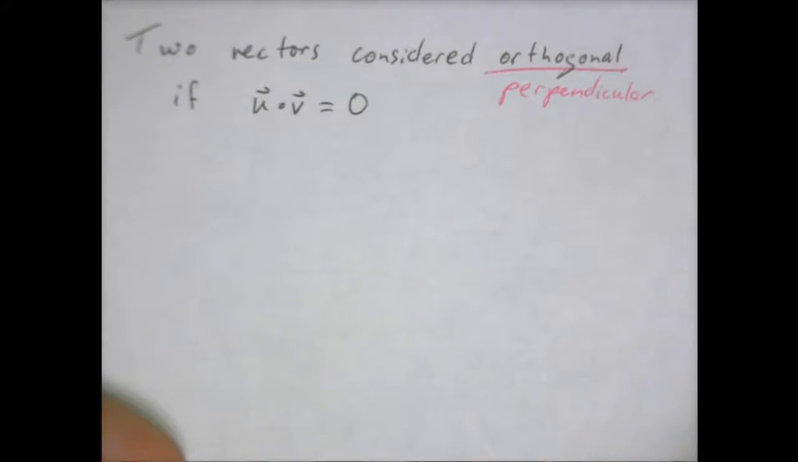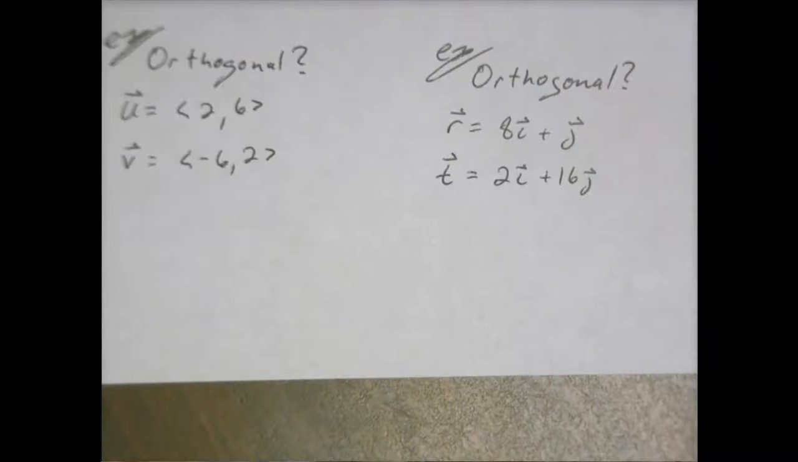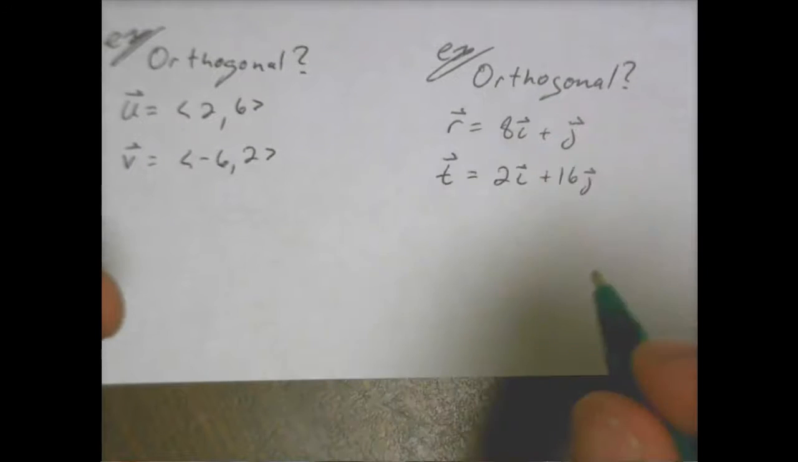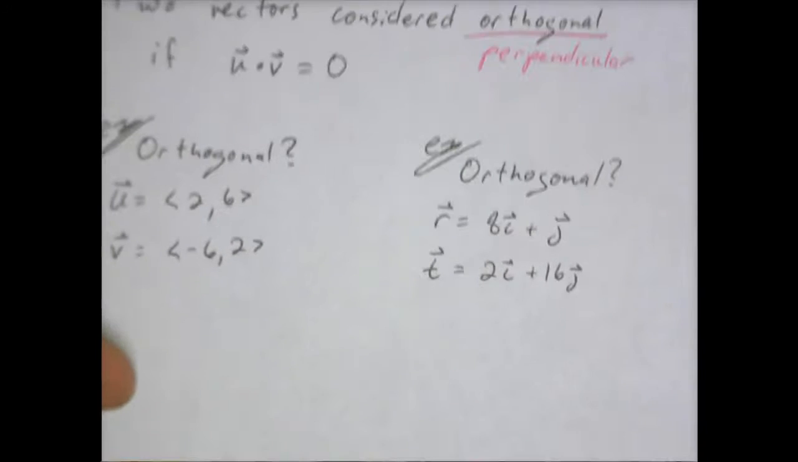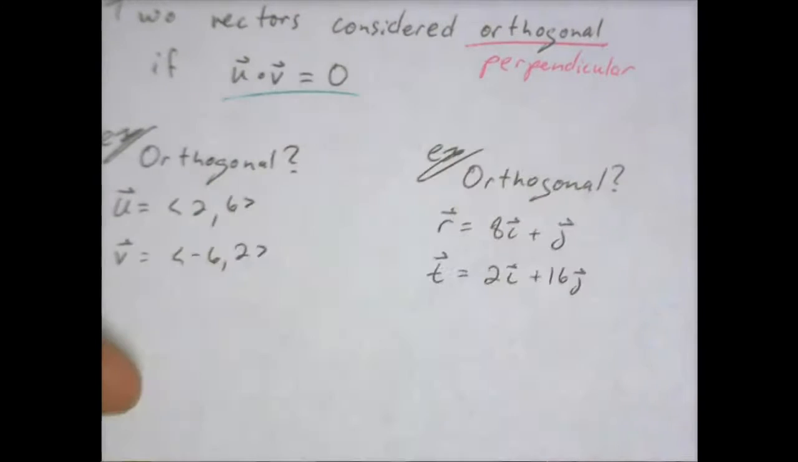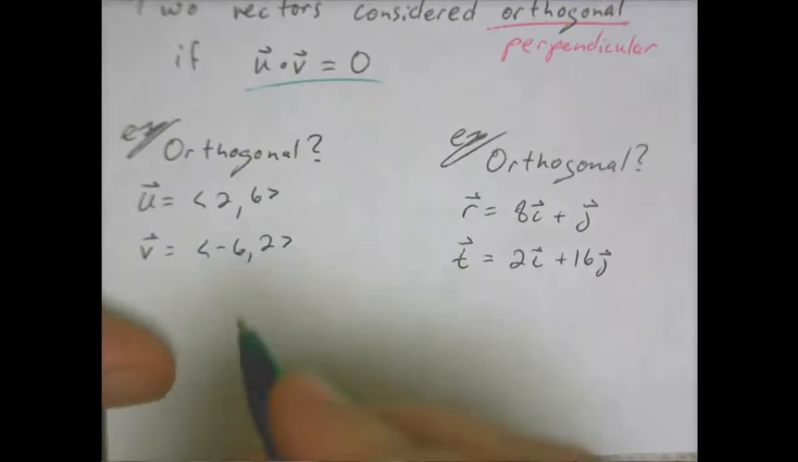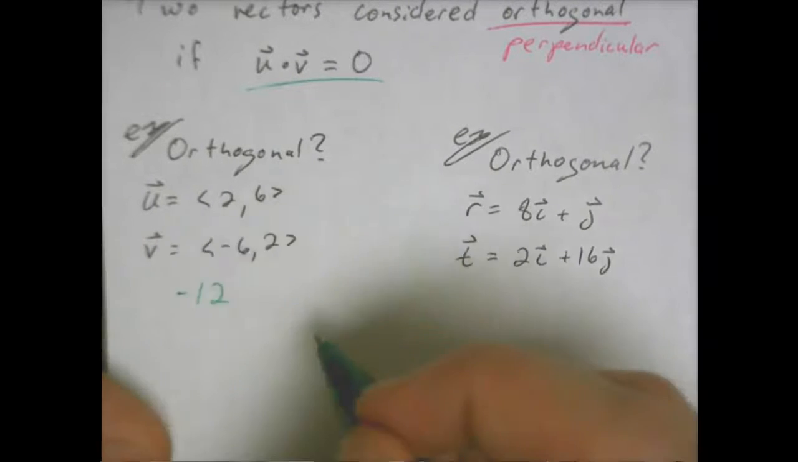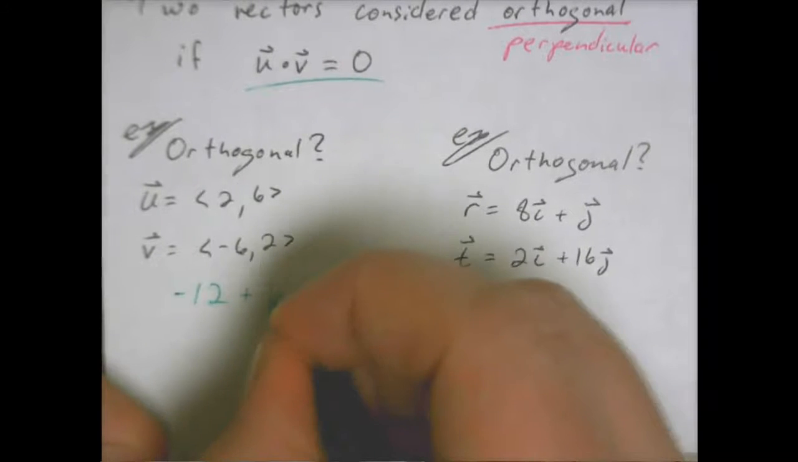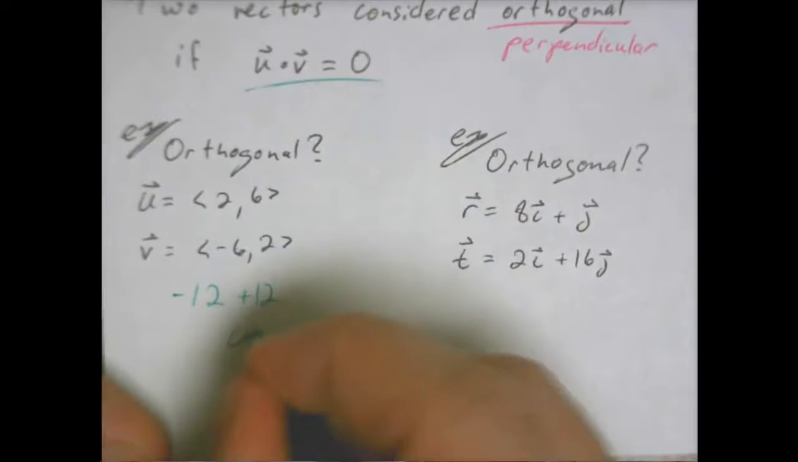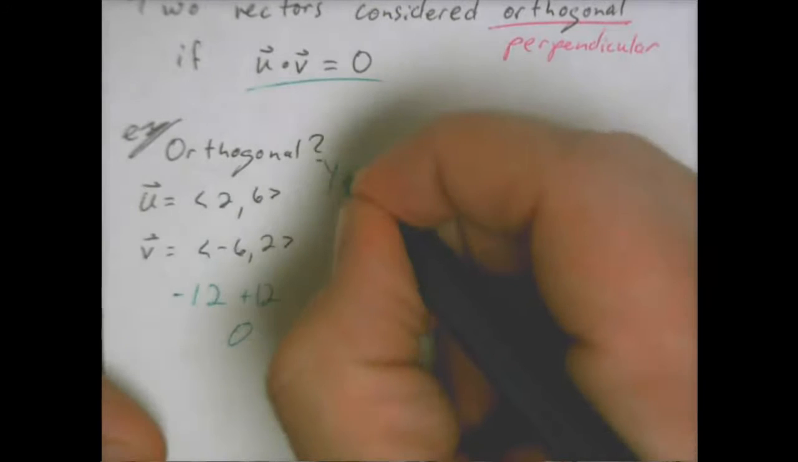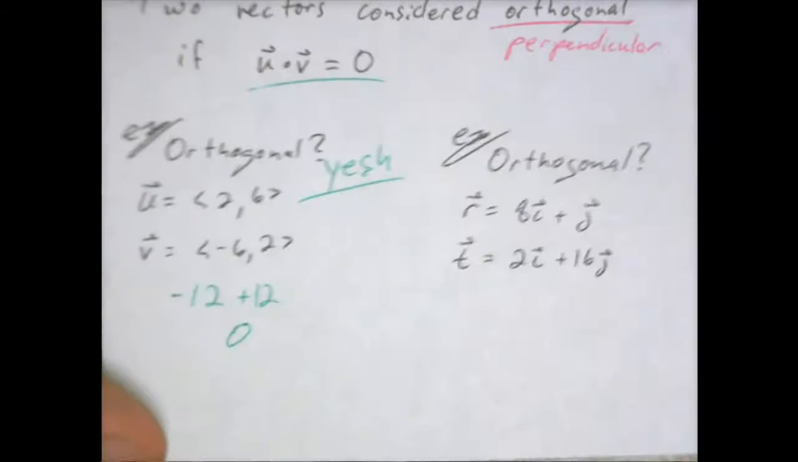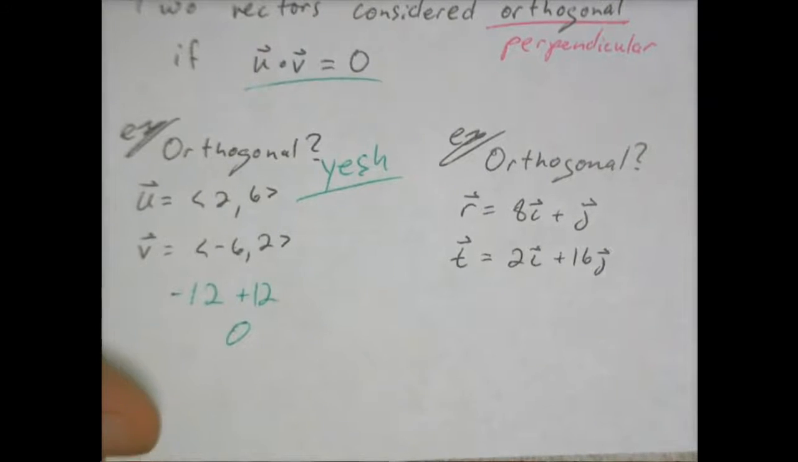So here's some examples. If it's asking you if it's orthogonal, you want to know if u dot v is equal to 0. So in testing that, I can multiply my x's. Now 2 times negative 6 is negative 12, and 6 times 2 is 12. Well, I believe that makes 0, so yes.